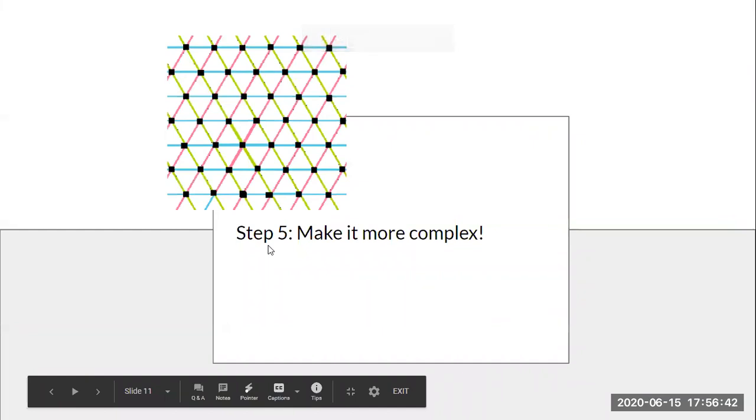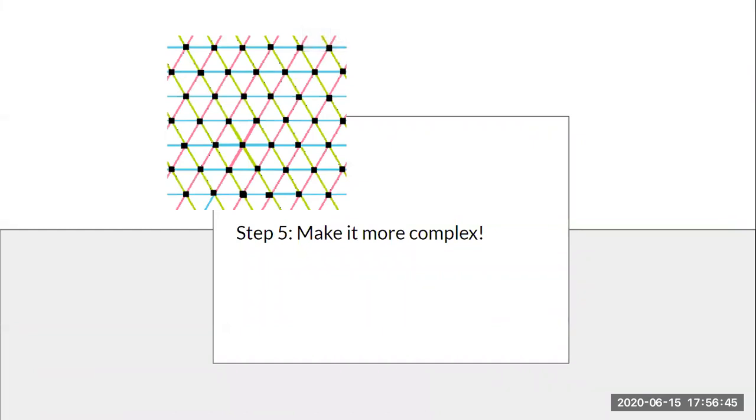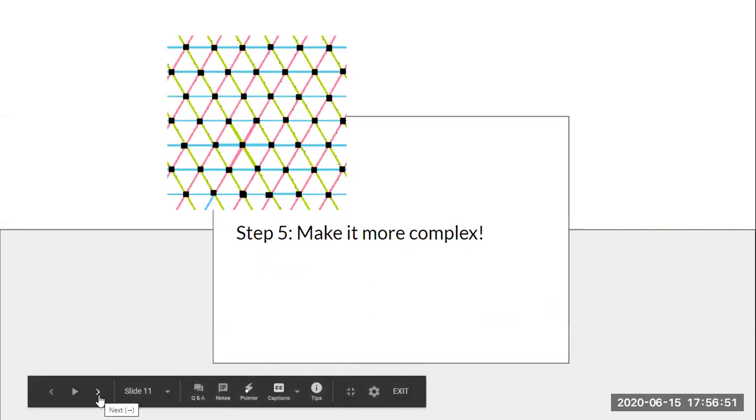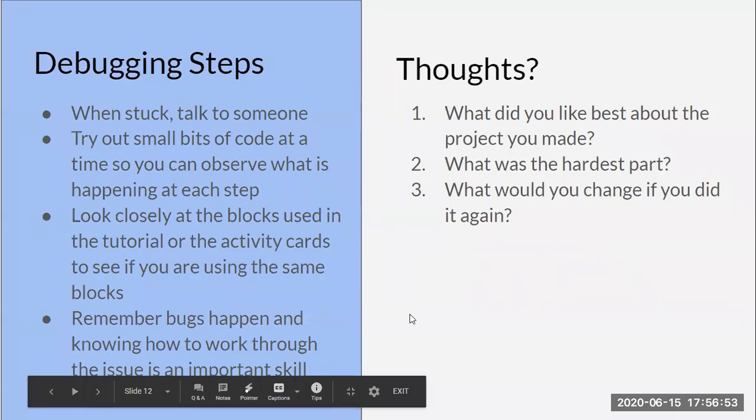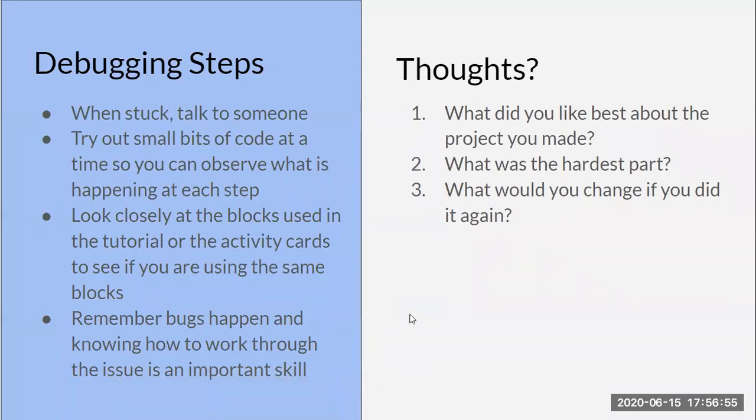That's why I recommend starting with one. As you can see, it was kind of difficult. If you start with one sprite moving, you can make sure that's correct before you move on to the next one. So as I mentioned, you're going to have debugging steps. When you're stuck, you may want to talk to someone, get some ideas from them, and try out bits of code at a time so you can observe what is happening in each step and see where the breakdown occurs. Look closely at the blocks you use.